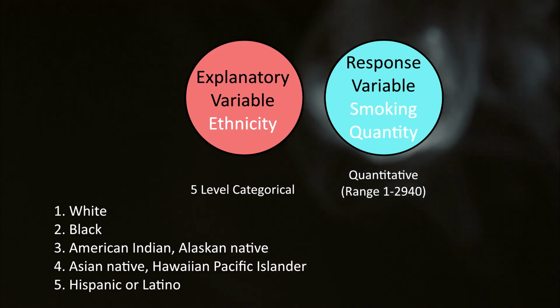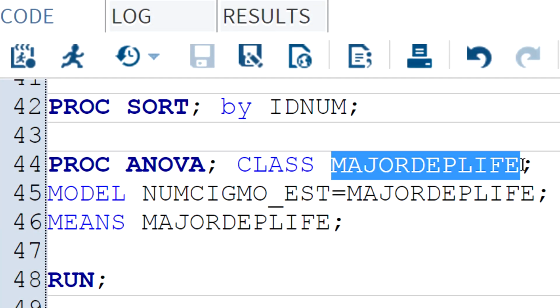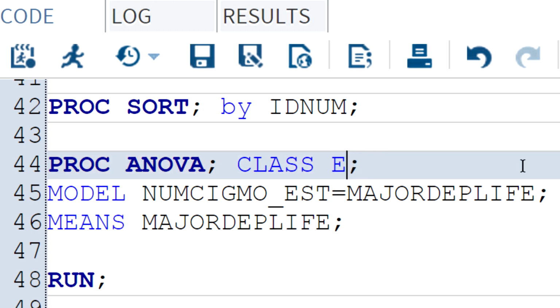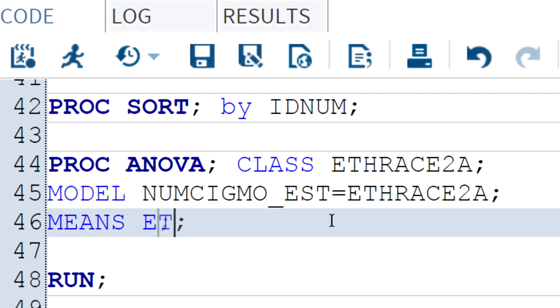different ethnic groups. Since we're only changing the categorical explanatory variable, that's the only part of the syntax that will need to change. So rather than including major dep life in the class statement, we're going to include eth race 2a. We're going to include it here again in the model statement, and then here again in the means statement.